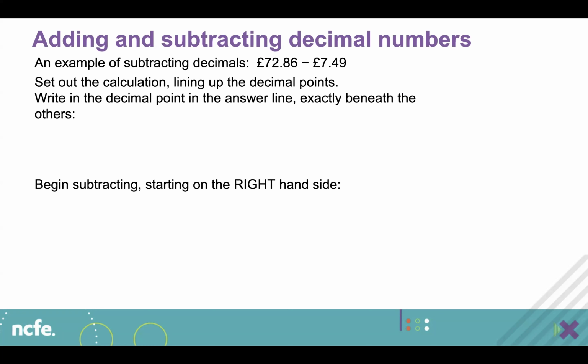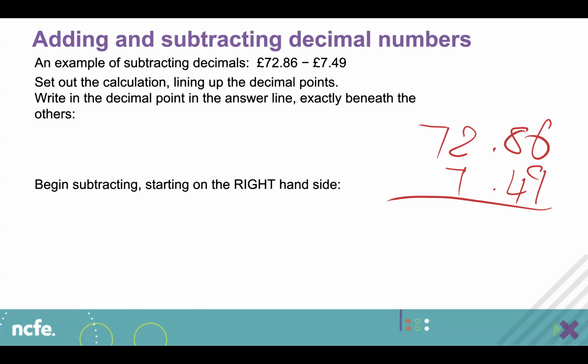Begin subtracting starting on the right side. So 12 take away 9 is... it is carry the one from here. One carried from here, so from 7.